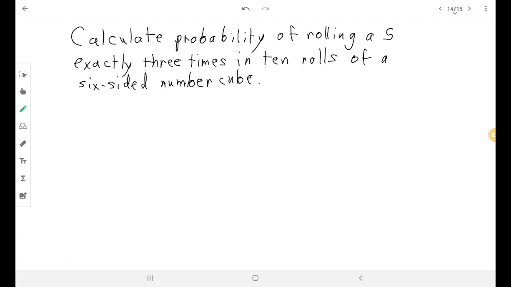Next question, calculate the probability of rolling a 5 exactly 3 times in 10 rolls. So let's line up what our variables are. Our n is 10. We're going to roll the die 10 times. We want to get a 5 exactly 3 times, so the number of successes that we want is 3 successes. And the probability of 1 success of rolling a 5 is 1 out of 6.